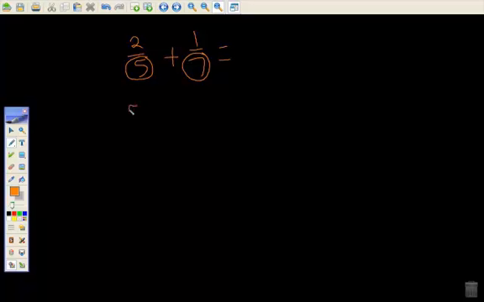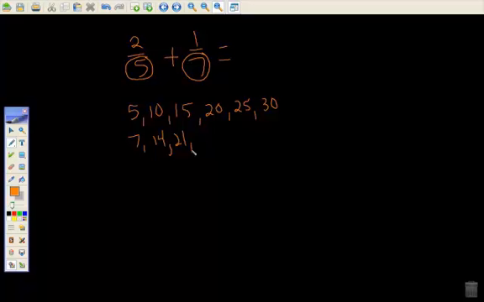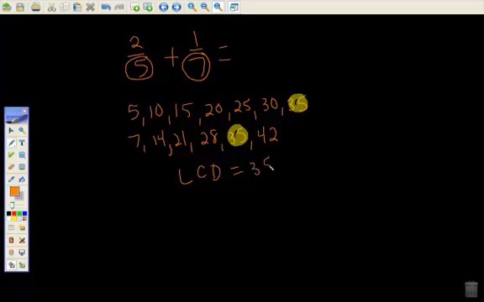So I'm going to start with my 5s, and I have 5, 10, 15, 20, 25, 30, and then my 7 is 7, 14, 21, 28, 35, 42. Well, I don't see anything common yet, so I'm going to continue the 5. And I go on to 35, and right there I tell myself, oh look, I see two that are exactly the same. I see a 35 here, and I see a 35 here. So that is my LCD. My LCD would be 35.